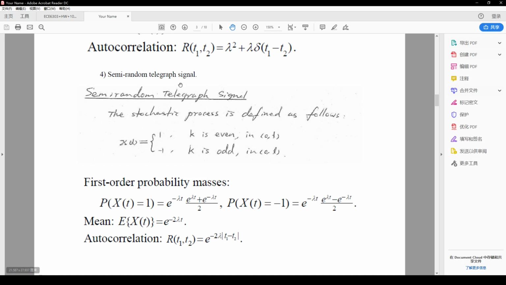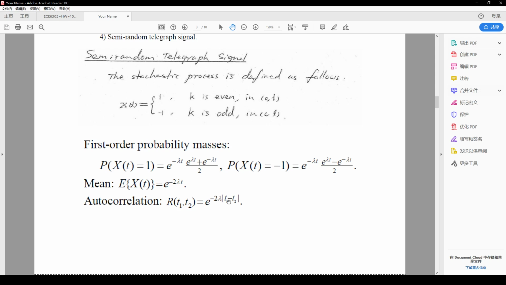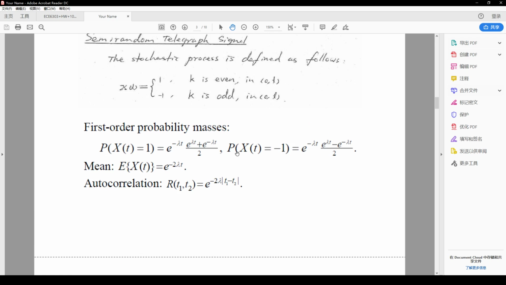So in the semi-random telegraph signal, the probability that X(t) is equal to 1 is not half, because we start with positive 1. So the probability should be a little higher than 1/2. When t goes to infinity, the expected value will be 0, which matches our expectation. And when t1 minus t2 goes to infinity, the autocorrelation goes to 0. This means when t1 and t2 are far apart, X(t1) and X(t2) are less correlated.